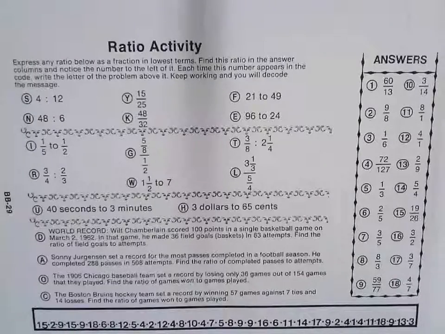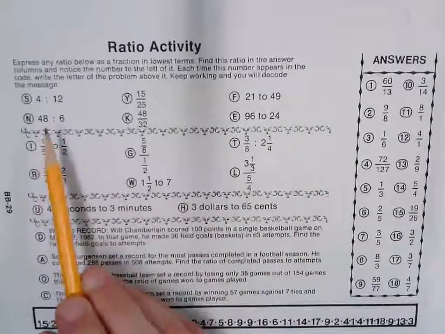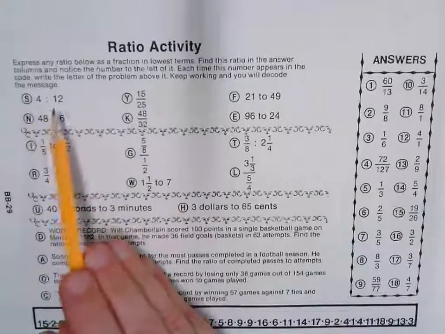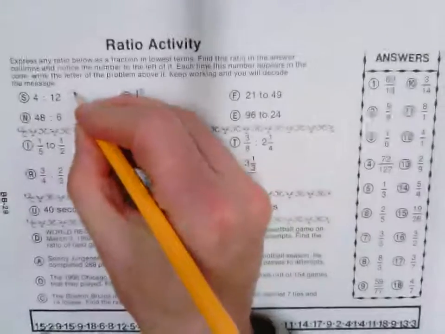So this activity has to do with ratios, and we're just going to get a little bit of practice reviewing some ratios here. Sometimes the ratios are written like this with a colon, the ratio of 4 to 12. But in this particular activity, we're going to rewrite all of our ratios as a fraction. So 4 to 12 can be written like this.